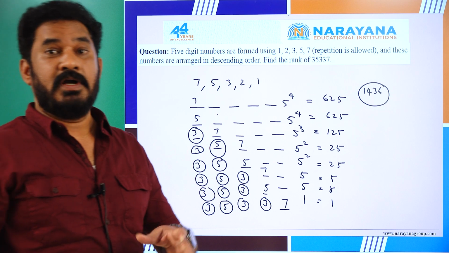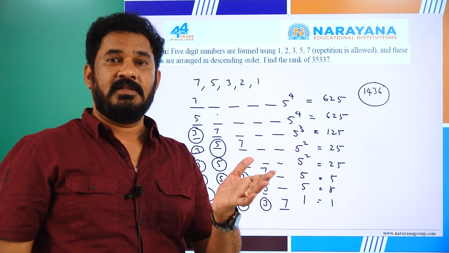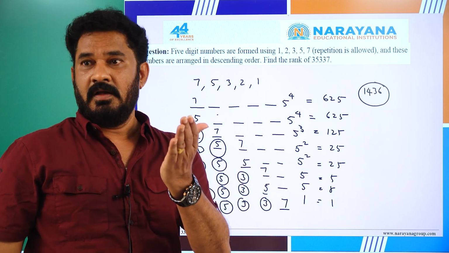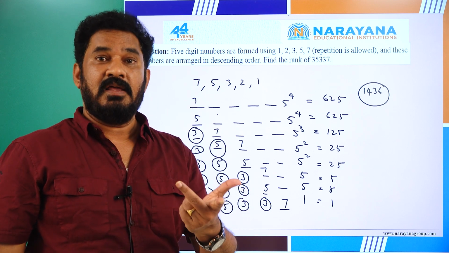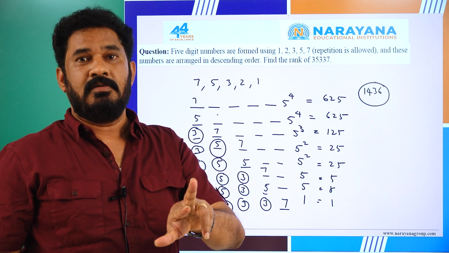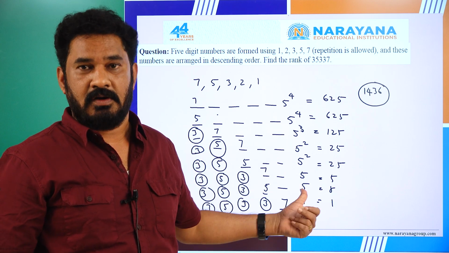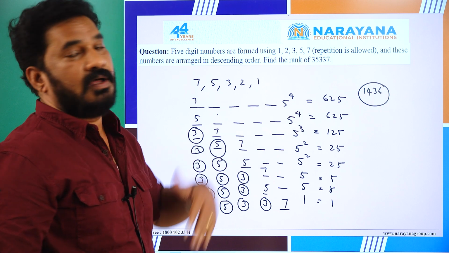So here, what is the difference? Generally we take the rank in increasing order. Now they have given decreasing order, and generally repetition is not allowed, but in this problem they have given that repetition is allowed. So this is the approach.